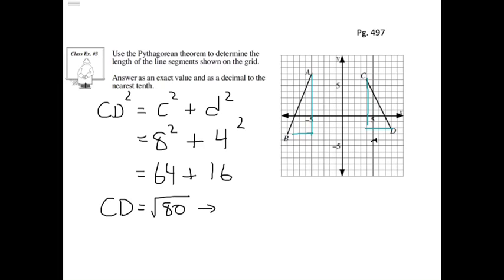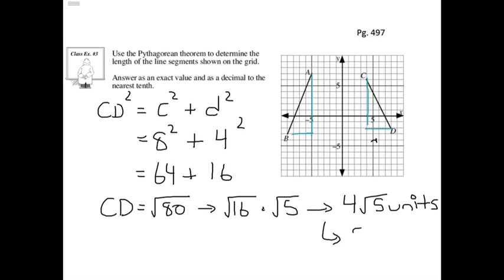Now this can be broken down. This is the same as saying the square root of 16 times the square root of 5. 16 is a perfect square, so this is the same as saying 4 root 5 units if you want an exact answer. Now as a decimal, this is the same as 8.9 units.